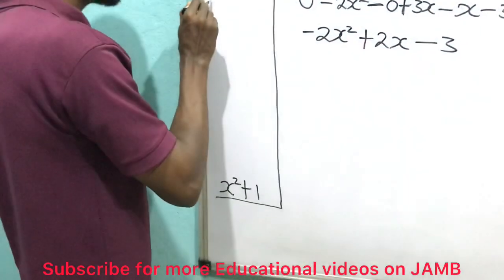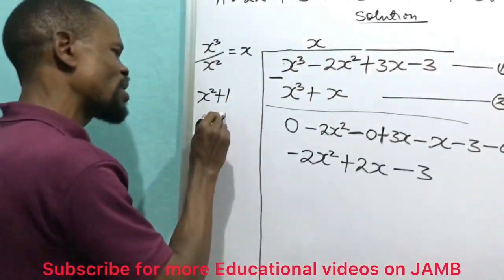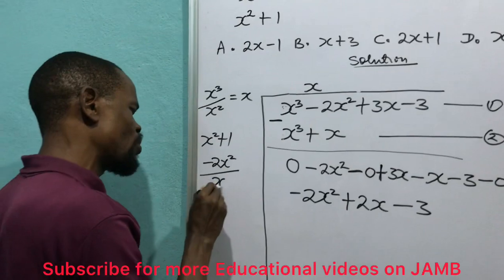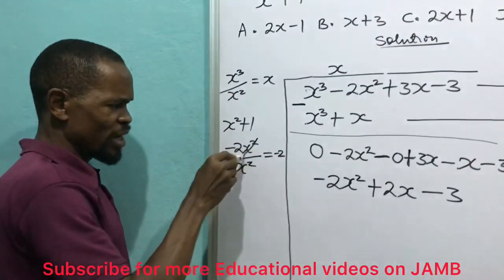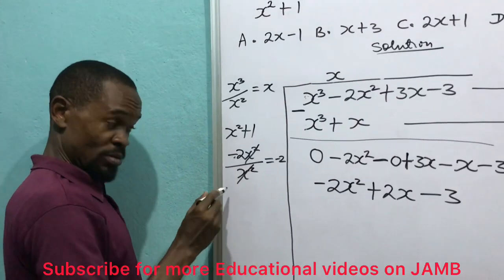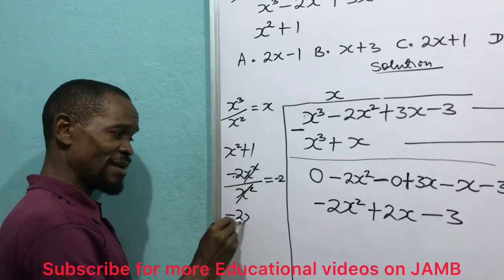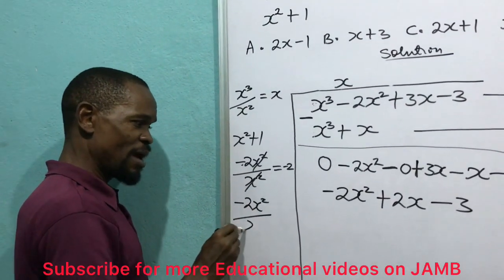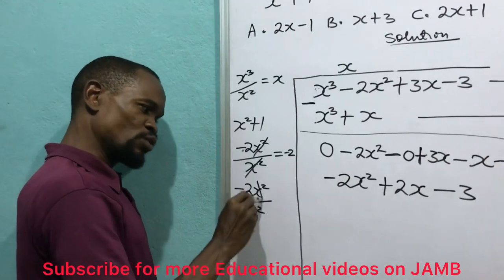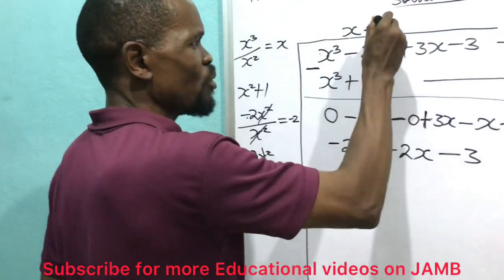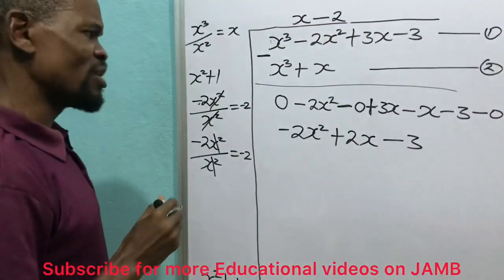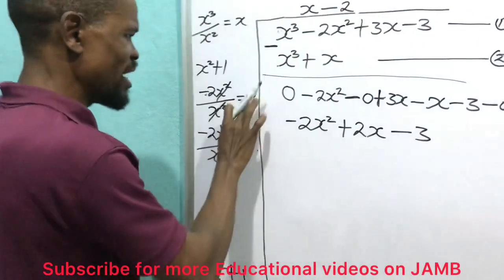And I said minus 2x raised to the power 2 divided by what? X raised to the power 2. What is going to give me is minus 2. You remember? This will kill this, leaving me with minus 2. Remember what I said? Minus 2x squared divided by x raised to the power 2. This will destroy this, leaving me with minus 2. And what I'm going to write here is minus 2.